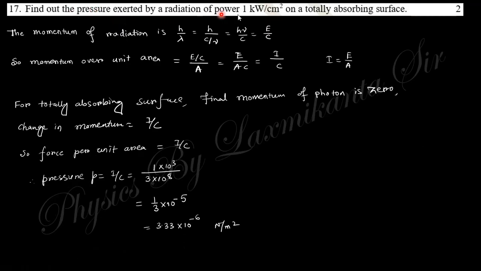Next, find out the pressure exerted by the radiation. The momentum of this radiation is h by lambda, where lambda equals c by nu. So that is E by c. So momentum per unit area is like that. E by A is I, that is the intensity of the radiation, the power density. So this will be I by c. Put in this value of I and c and you will obtain this one.